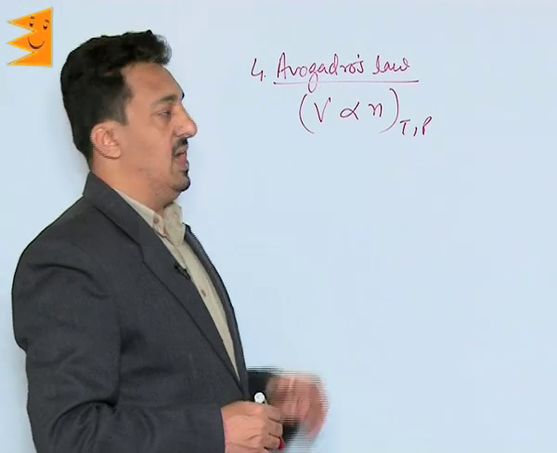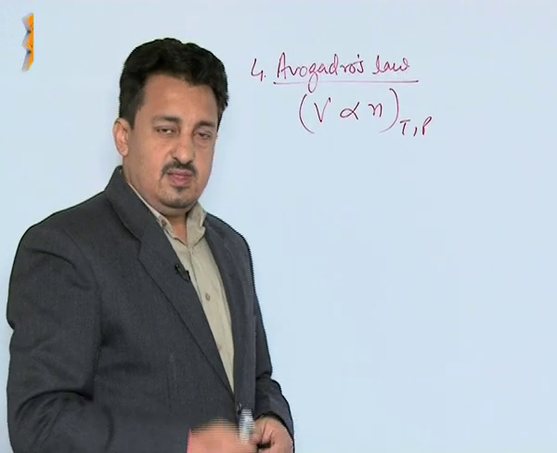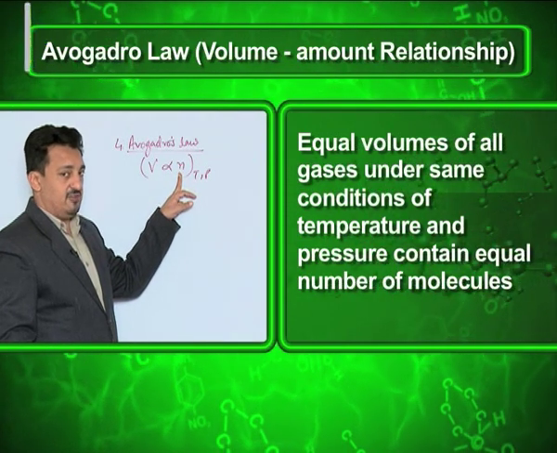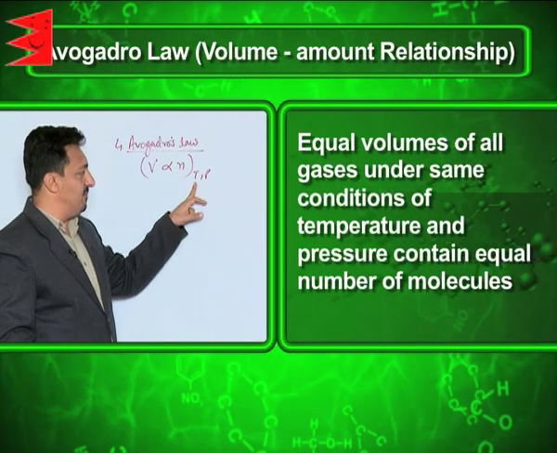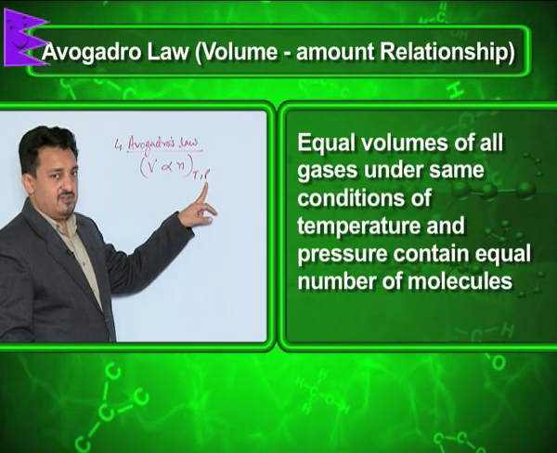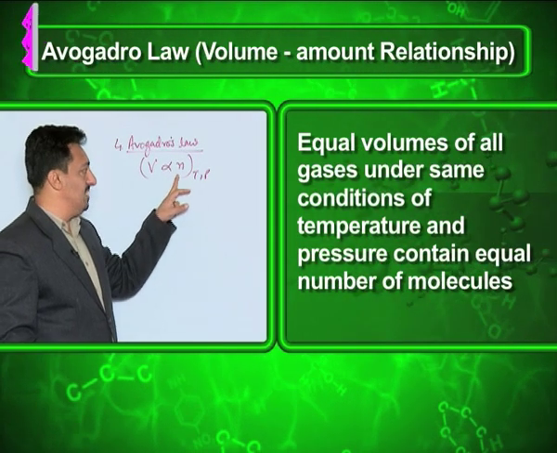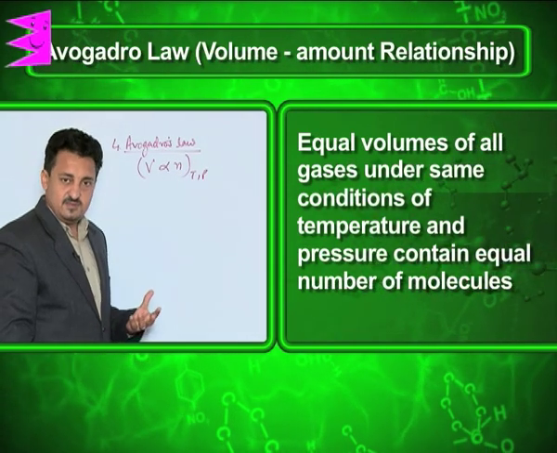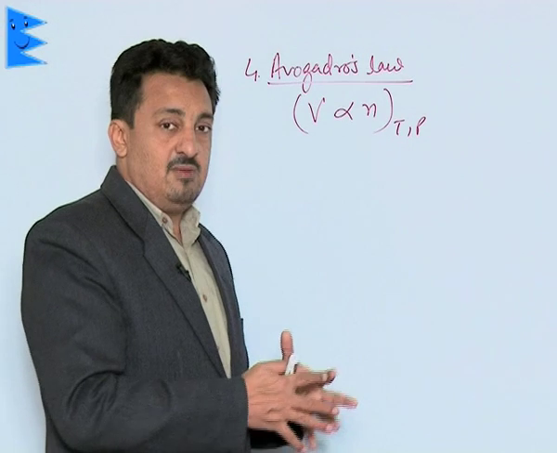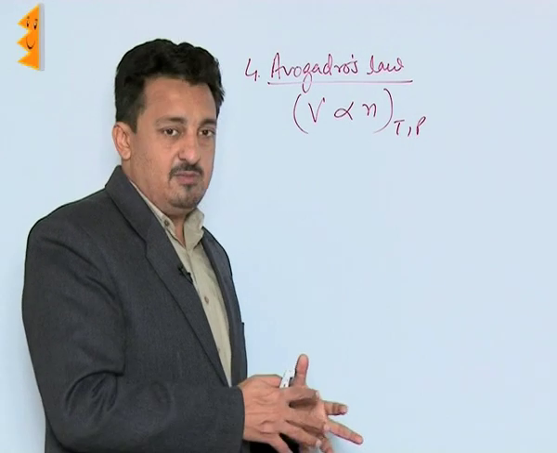The fourth law is called Avogadro's law. This law states that the volume of a given amount of a gas is directly proportional to its number of moles taken at constant temperature and pressure. So if we keep the temperature and pressure of the gas constant, its volume will be directly proportional to the number of moles taken. That's a very important law, and it states that the more moles of a gas we take, the higher its volume will be.